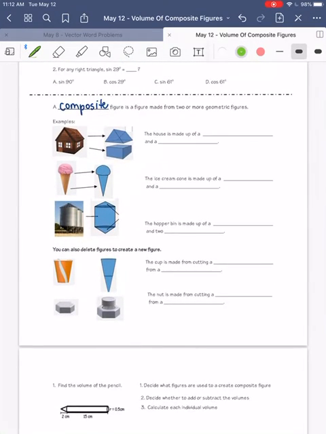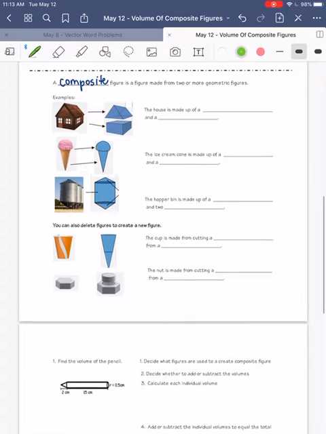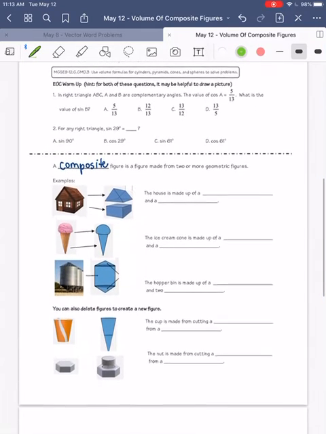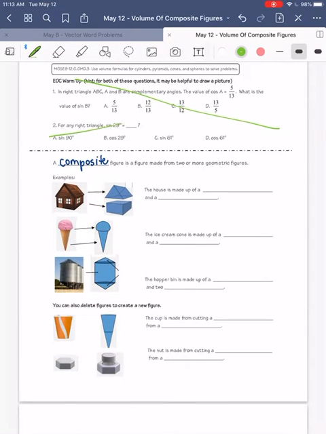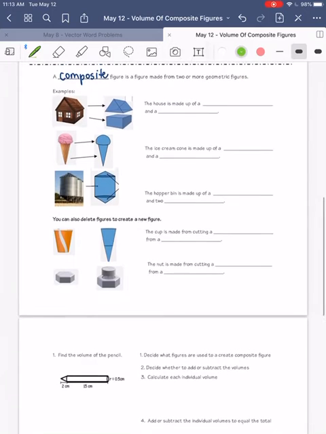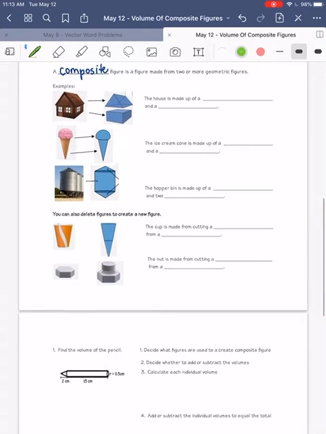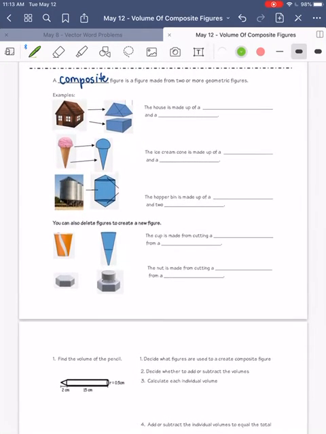Okay, so today we're going to talk about composite figures. There's a warm-up on this, but you don't have to do it. It would be like EOC practice if you're going to print these out. All right, so a composite figure is basically where we're going to take 2 or more of our shapes and put them together, or maybe take them away. We'll see. I'm going to try to show you examples of both.